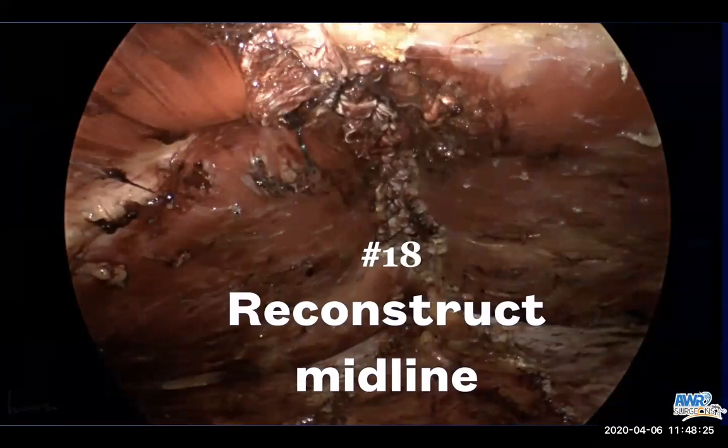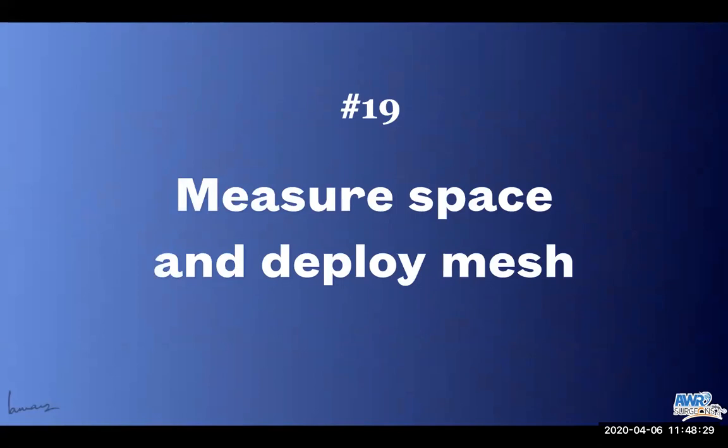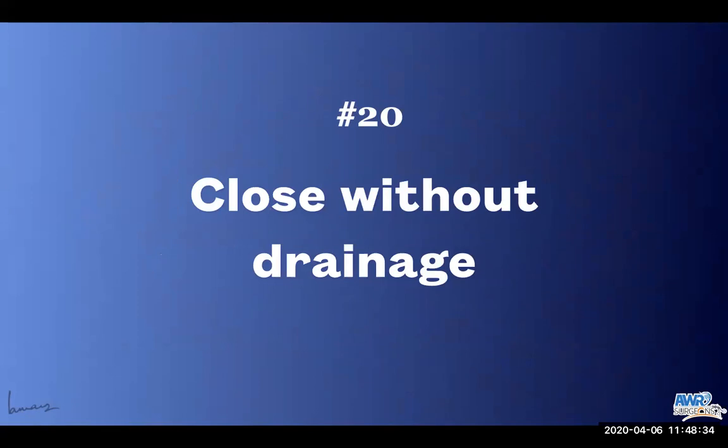Then you reconstruct the midline. After you do that, measure the space and then carefully tailor your mesh and deploy it. You close without drainage. Now, you may choose to close with drain. I will address the drain, no drain issue subsequently.